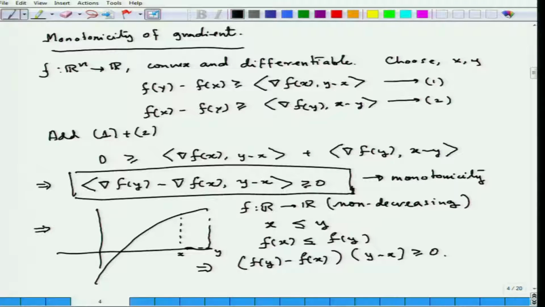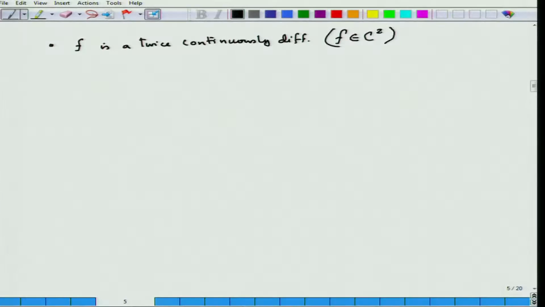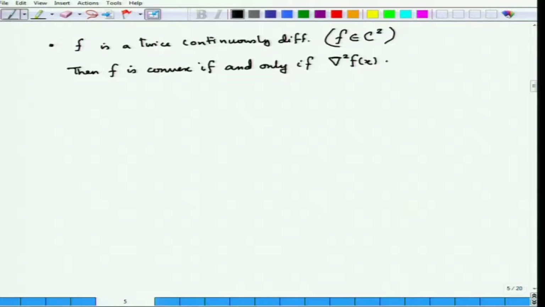Okay. Now, of course, we have already proved this fact, which we are not going to prove again, that if f is a twice continuously differentiable convex function, that is, symbolically f is in C2, then f is convex if and only if the Hessian matrix is positive semi definite for all x. I am repeating this; I have already proved it.